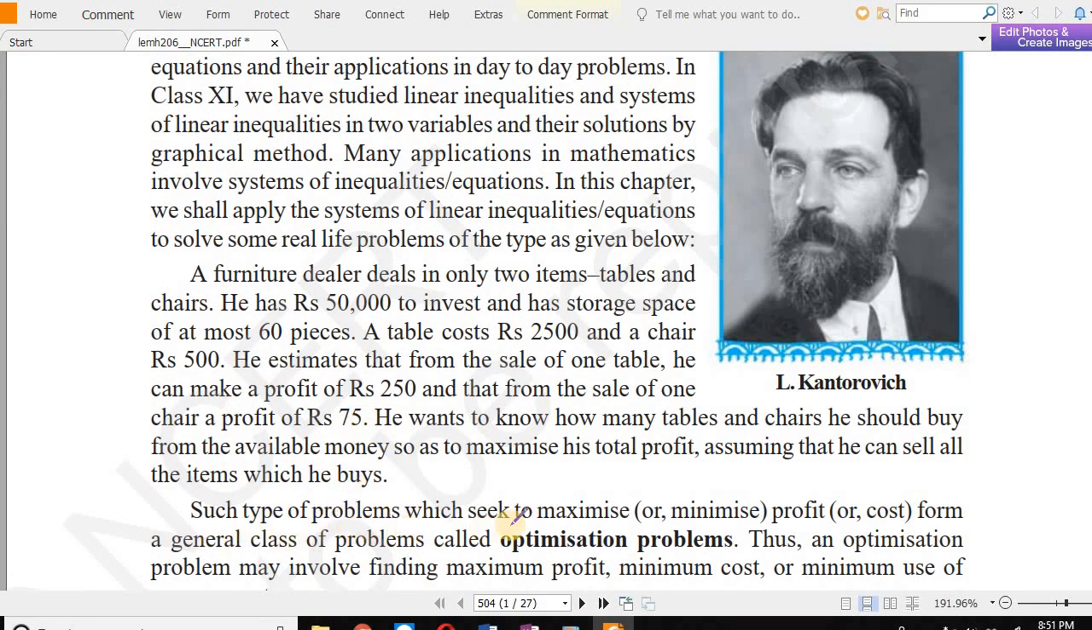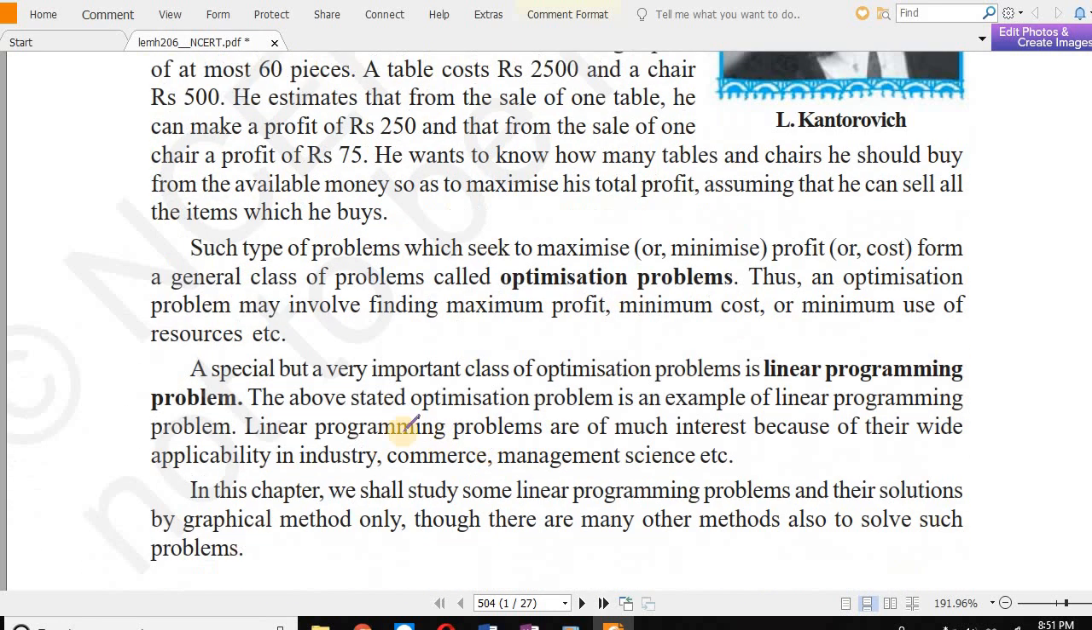All right, such types of problems which seek to maximize or to minimize the profit, or in other problems you might have the cost, this type of problem forms a general class called optimization problems. Right? So a special but very important class of optimization problems is linear programming problems. The above example is an example of linear programming, and we'll explain why it's called linear programming presently.